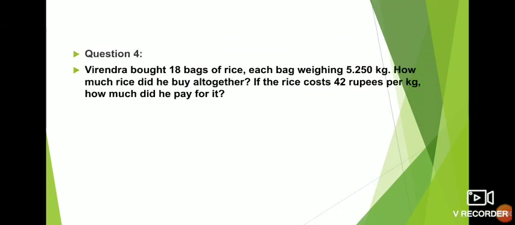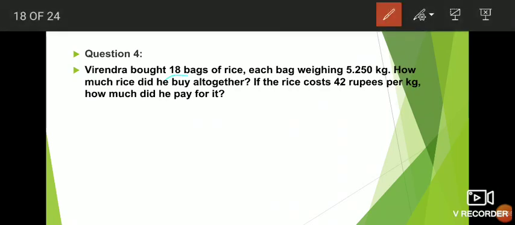Now question number 4. See, Virendra bought how many kgs of rice? 18 bags of rice Virendra bought, and each bag weighing is 5.250 kg. What is the weight of each bag? 5.250 kg. How much rice did he buy altogether? And if the rice cost 42 rupees per kg, how much did he pay for it?